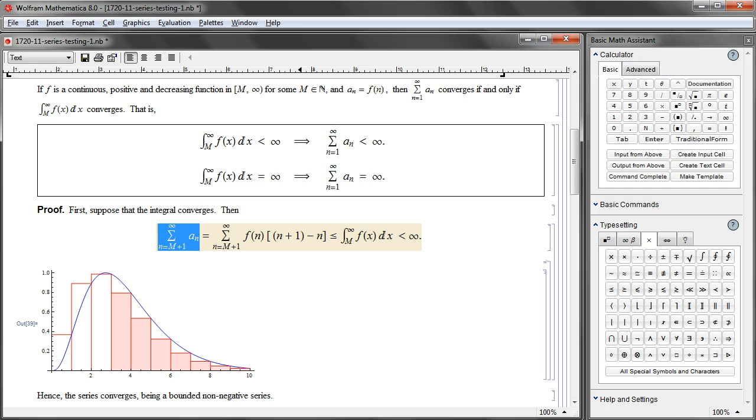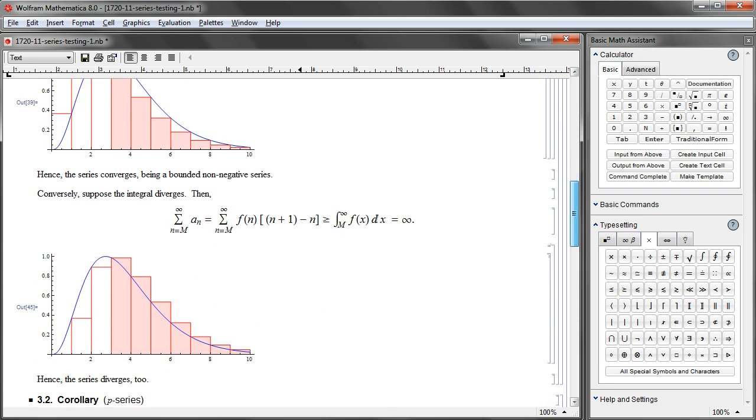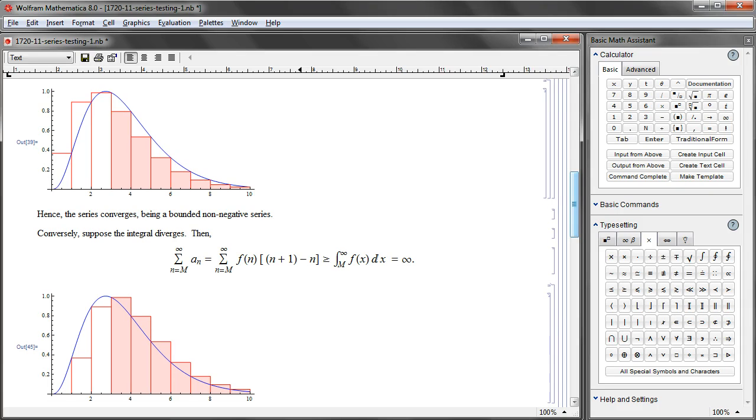Now, what if the integral diverges? We're going to have a situation like that. All you have to do is shift all those rectangles to the right by 1. Please note that we have the same blue curve here, but we have 3 white rectangles for the first picture, but only 2 white rectangles in the second picture. And then all those rectangles are actually shifted to the right.